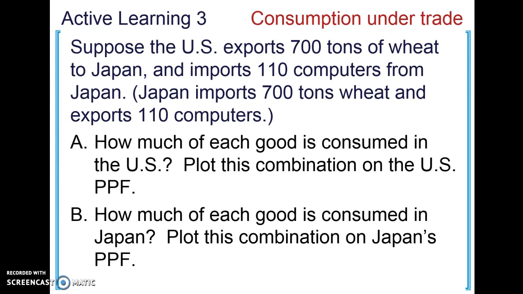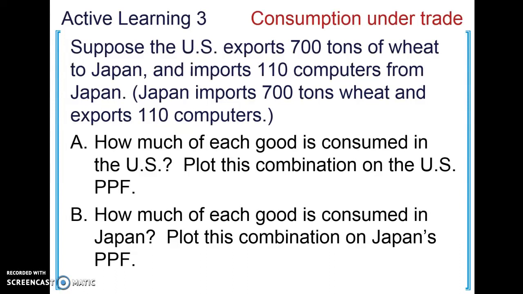In this active learning, I want you to suppose that the U.S. exports 700 tons of wheat to Japan, and we import 110 computers from Japan. Japan imports 700 tons of wheat, and they're exporting 110 computers. So the opposite of what the U.S. is doing. So consider A, first of all, how much of each good is consumed in the U.S.